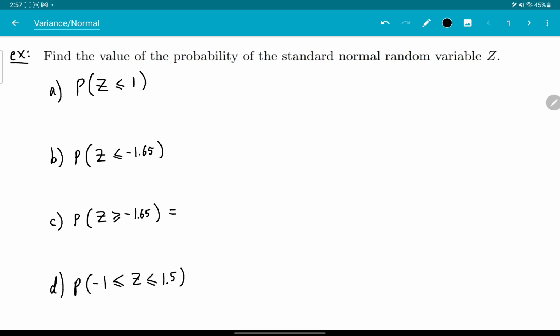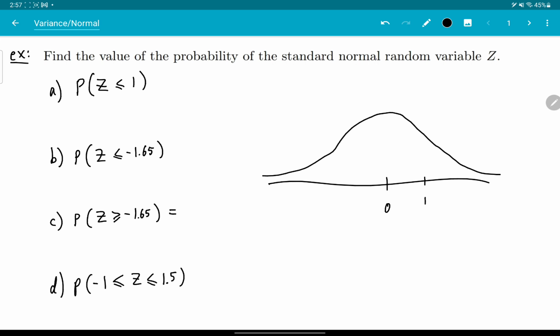So, assuming we have a standard normal variable, how can we find these probabilities? Well, the standard normal curve is this bell curve. The mean is 0, and let's say 1 is roughly about here. So what we're trying to do is find the area, in part A at least, smaller than z equals 1. So this region here, I want to find this area.